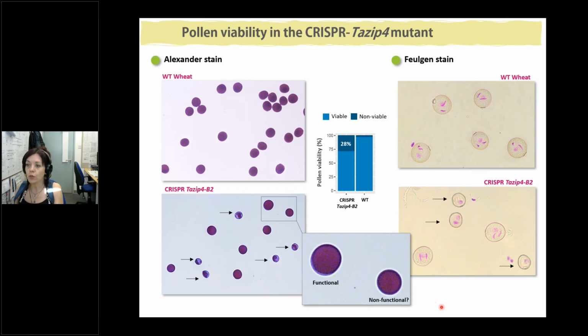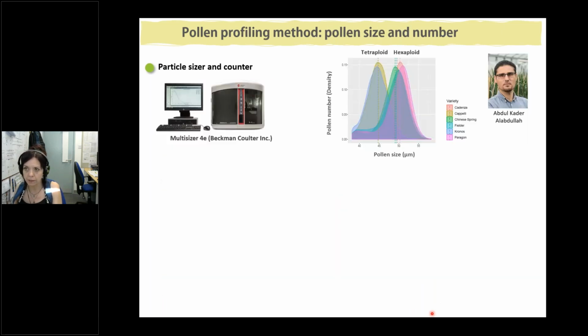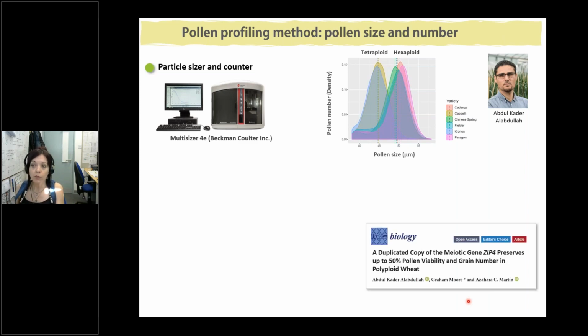So we decided to use the size of the pollen grain as an indirect evaluation of pollen fertility. And Abdul in our group came up with the brilliant idea of developing a high-throughput pollen profiling method using a particle counter and sizer, which allows us to calculate very precisely the pollen grain size and the pollen number per anther. I won't explain the method, but if you are interested, you can check this published work where everything is explained in detail.